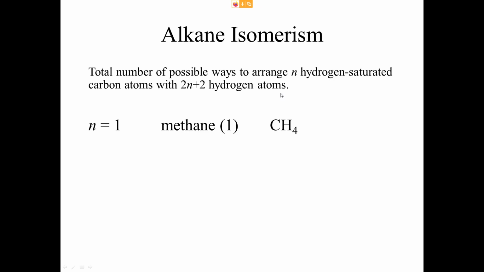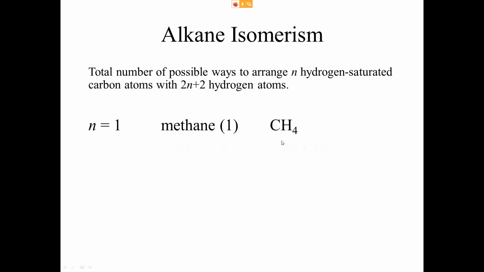Let's do a few examples. If N is 1, simple. 1 carbon, you know it's going to have 4 hydrogens around it. That's it. There's no other carbons. But does this formula work? If N is 1, you plug in 1 right here. 2 times 1, 2, plus 2, 4.